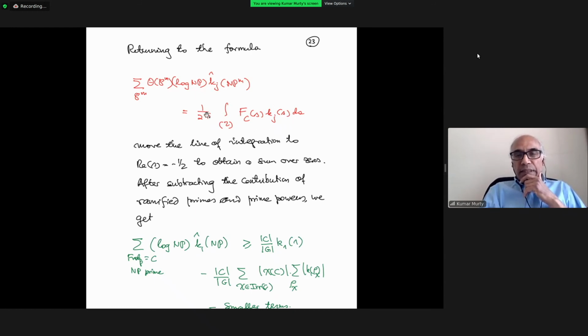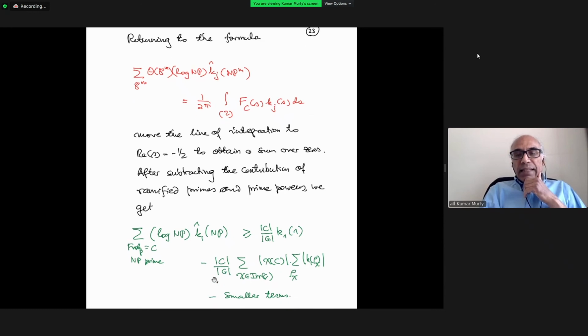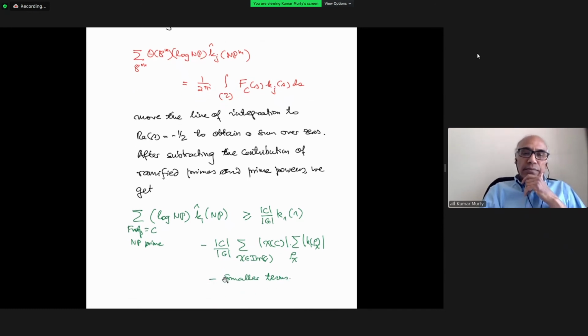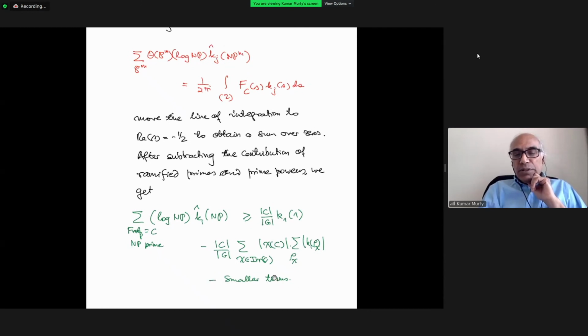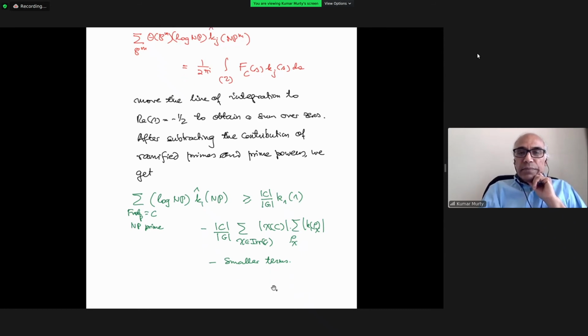And now when I move this line of integration to the left, I'll pick up a pole at s equals 1 with this residue. And then I'll pick up a term involving zeros. And then I'll pick up a lot of other terms, partly coming from truncating integrals, partly coming from trivial zeros, or partly coming from prime powers, coming from ramified primes, all the nuisance terms that you have to carry. So that's why I just put an inequality here, that it's bigger than or equal to this, which is coming from the residue of this one, minus the contribution from zeros, and then smaller terms. Smaller terms means you still have to work to show that they are smaller, but they are.